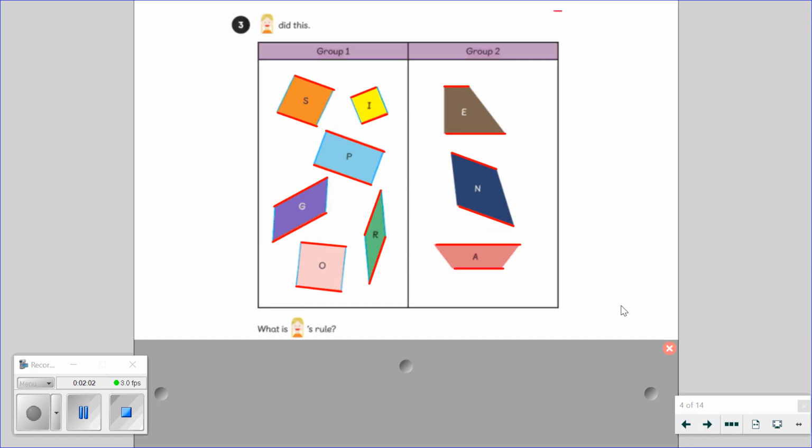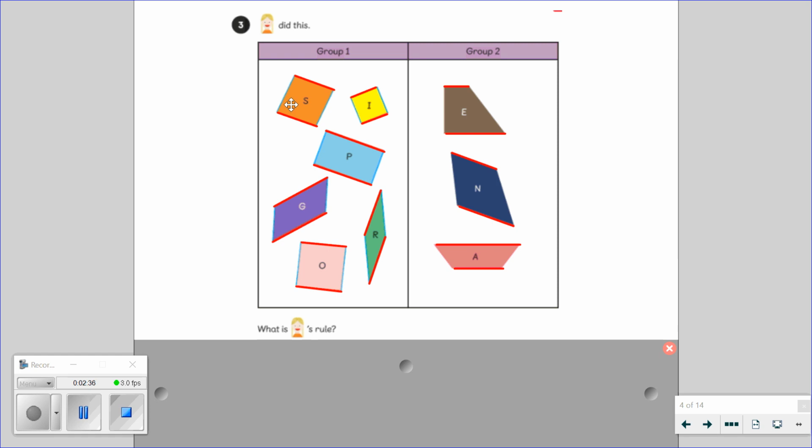Hannah has sorted the shapes this way. Have a look. In what ways could Hannah have sorted them? How are the quadrilaterals in group 2 different to the ones in group 1? What is Hannah's rule? If we look closely, we can see that the quadrilaterals in group 1 have parallel lines. These are lines that head in exactly the same direction, but would never meet. We can see that with the group 1 shapes, their opposite sides are parallel.